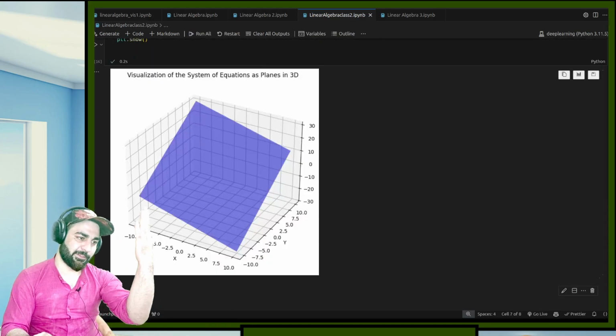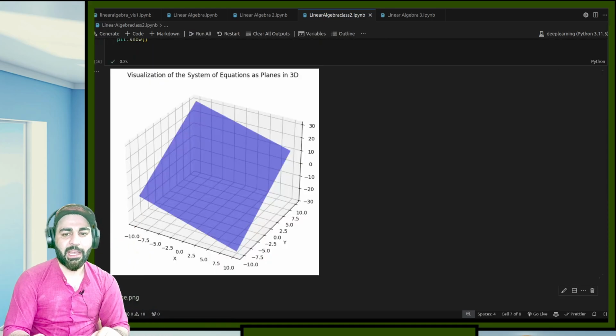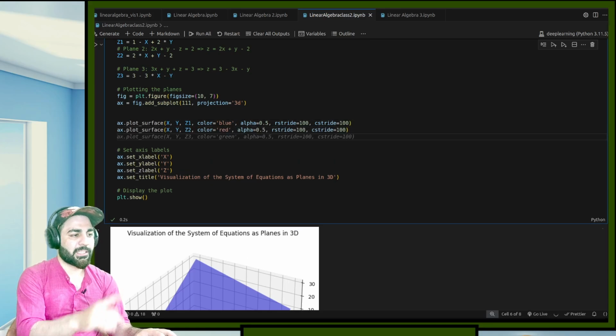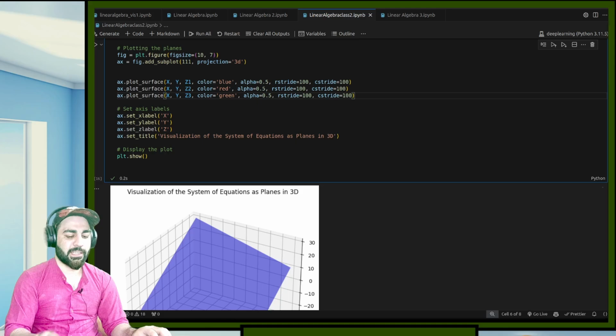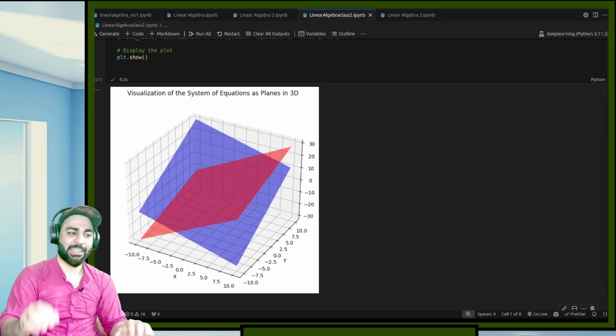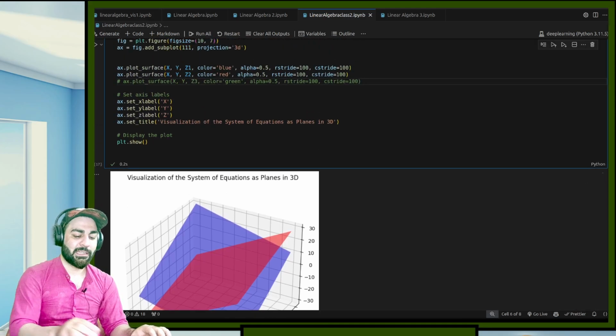You can see this is the first plane. It goes something like this. Okay, and the second plane is something like this. Let's plot that also. Okay, I think this should be easy to plot. Okay, this is my second surface, and this is my third surface. Now if I just draw the second surface, you can see this is the second surface. They somehow intersect in a line. Okay, when I draw the third plane, you will see them intersect at a point.